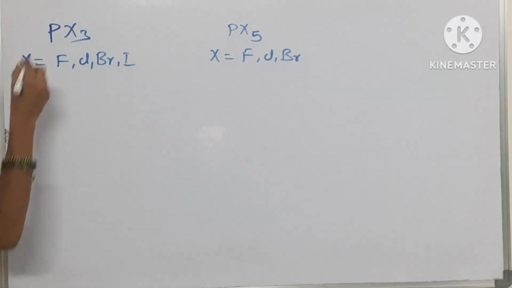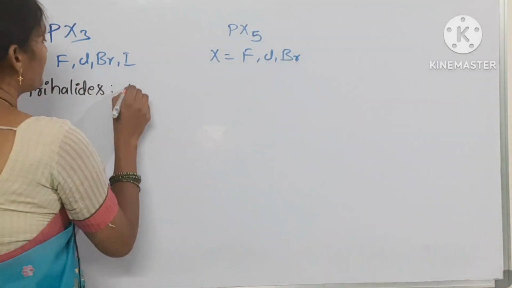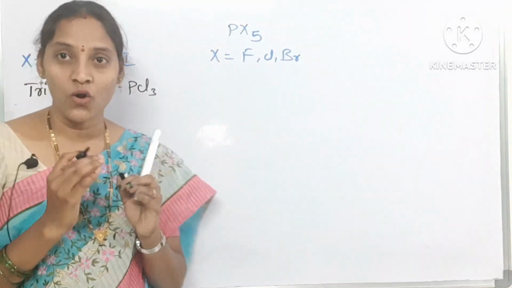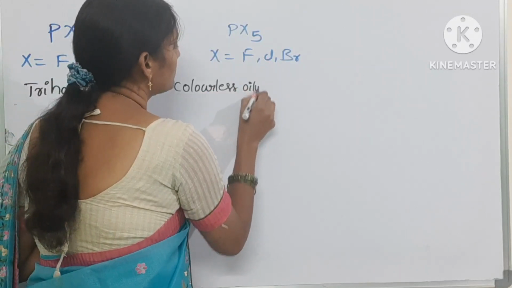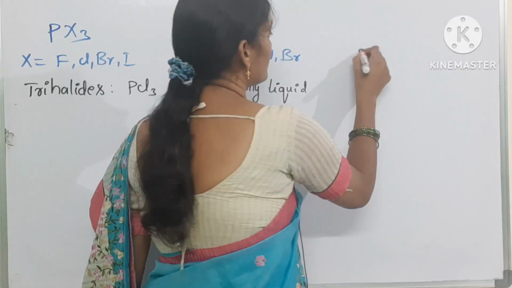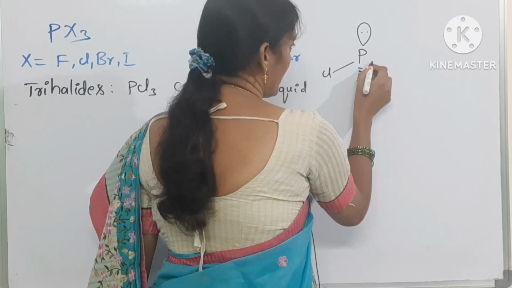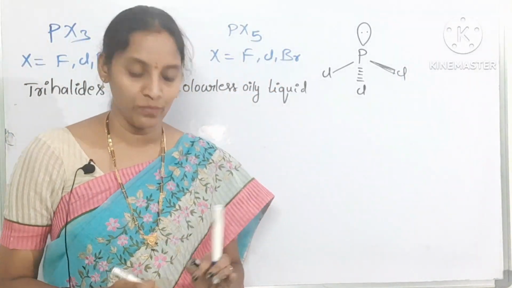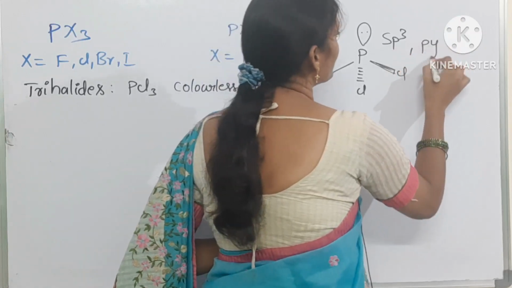If you go to trihalides, especially we are taking the example PCl3, phosphorus trichloride. This one is the phosphorus trichloride. This is a colorless oily liquid. Its shape is, see, Cl, this is the back of the plane, chlorine, and this is the front of the plane, another chlorine. This is the pyramidal shape. PCl3 is in sp3 hybridization and its shape is pyramidal.